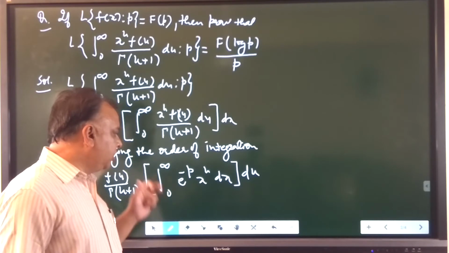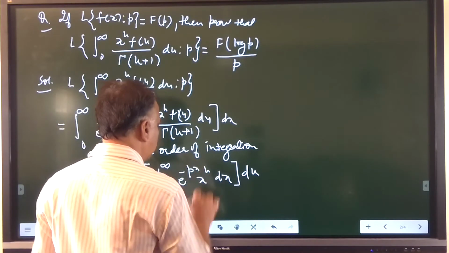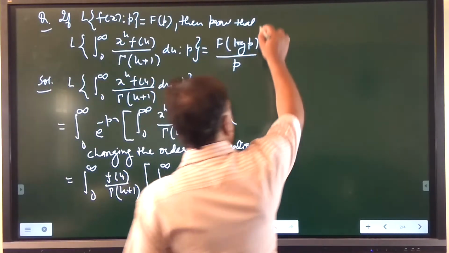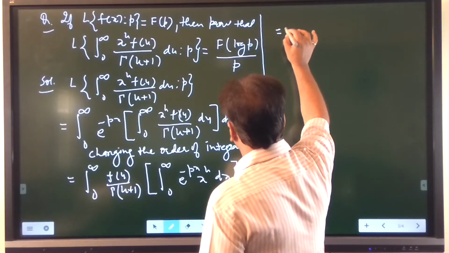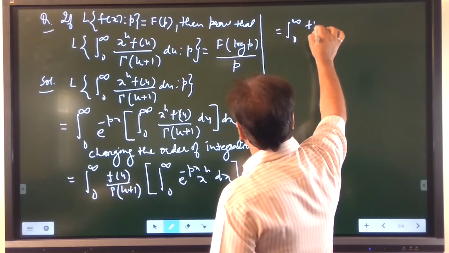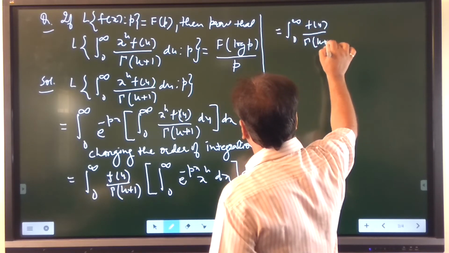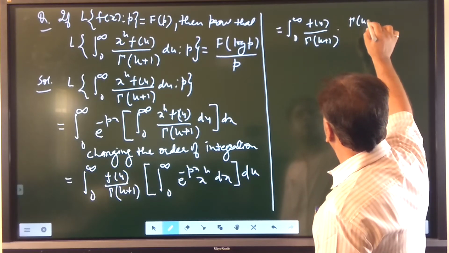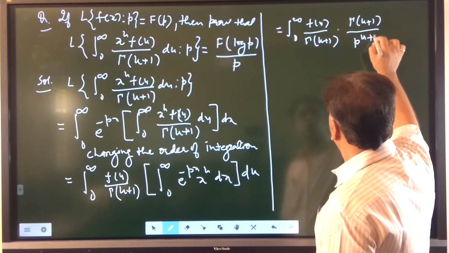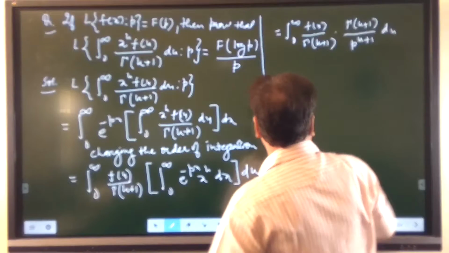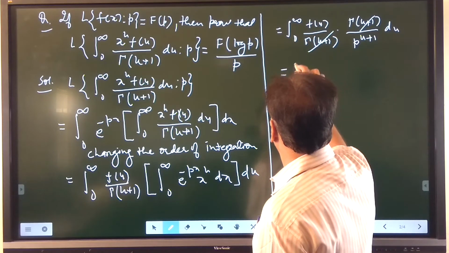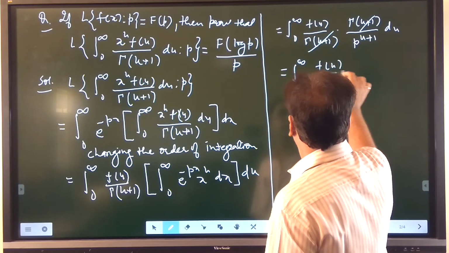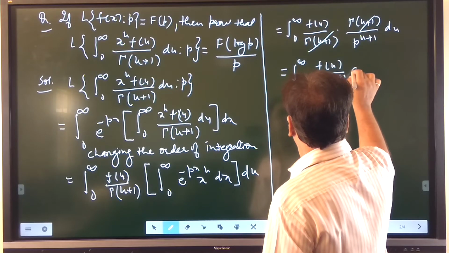The middle integral, 0 to infinity of e raised to minus px x raised to u dx, is the Laplace transformation of the function x raised to u. So we use the definition of the Laplace transformation. We get the integral from 0 to infinity of f of u upon gamma of u plus 1, and the Laplace transformation of x raised to u is gamma of u plus 1 upon p raised to u plus 1 du. The gamma of u plus 1 is cancelled here, so we get the integral from 0 to infinity of f of u upon p raised to u plus 1 du.